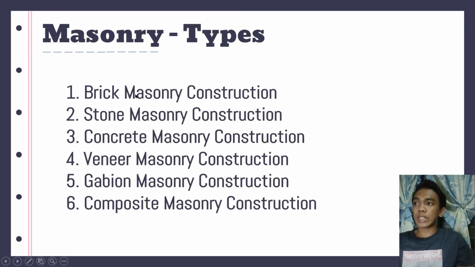Here are the 6 types of masonry construction. We have here brick, stone, concrete, veneer, gabion, and composite masonry construction. And brick masonry construction and also concrete masonry construction are two of the widely applied types of construction, especially in building constructions.